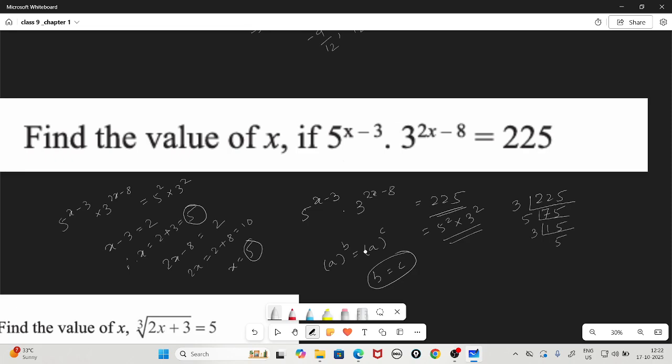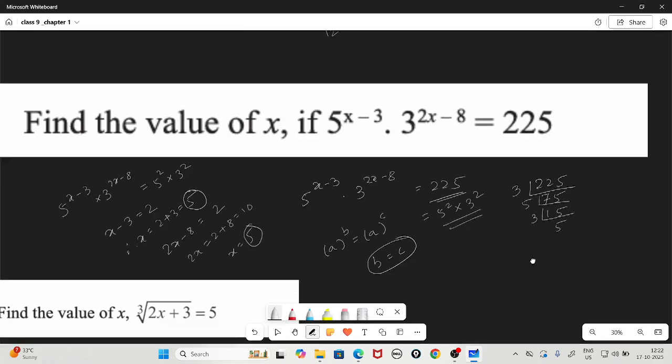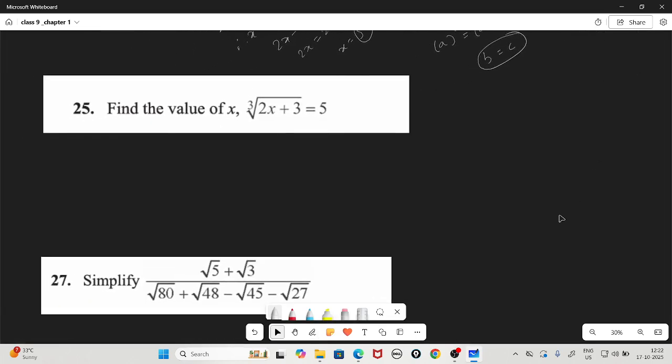So applying this logic, if we go in a systematic way, this type of problem can be easily solved. Now, this is another type of problem wherein you have to find the value of x. It is given: cube root of 2x plus 3 is equal to 5. In this type of problem, we can cube both sides of the equation to remove the cube root.